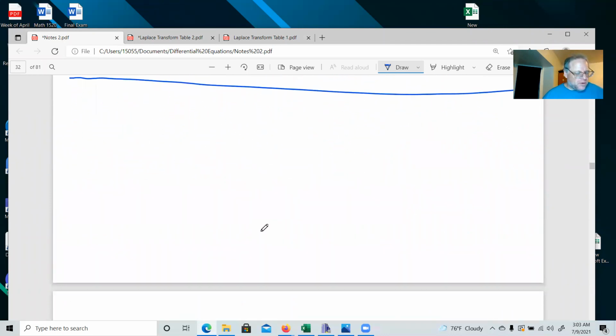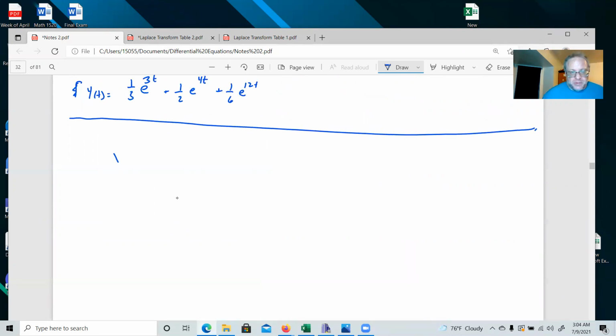Let me do one more, because the problem I have after this is, well, to say it's long would be an understatement. So let's start off with y double prime, and you don't know how to solve this one yet, plus 6y prime plus 5y is equal to 0. They tell us that y of 0 is equal to 1 and y prime of 0 is equal to 0. So let's take Laplace transforms of both sides.